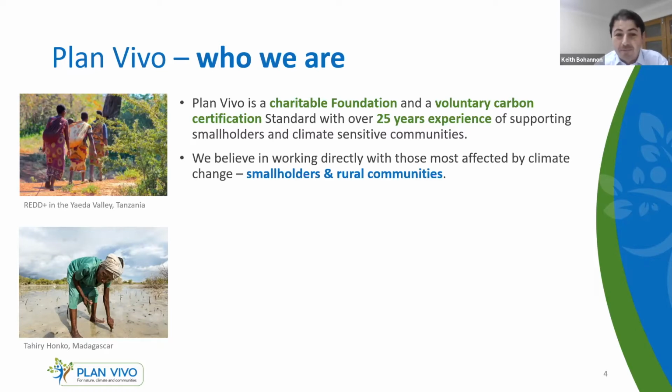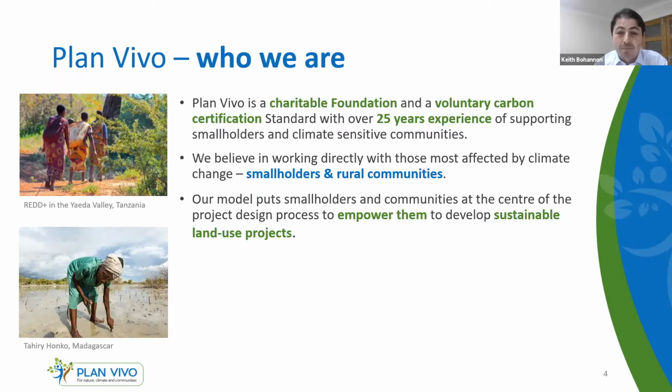At the core, I think, of Plan Vivo is the belief in working directly with those people most affected by climate change. In our case, that's smallholders and rural communities across the world. The Plan Vivo model puts those smallholders and communities right at the center of the design process. So this is very much about engaging people and working with them to co-design projects that can be sustainable land use projects.